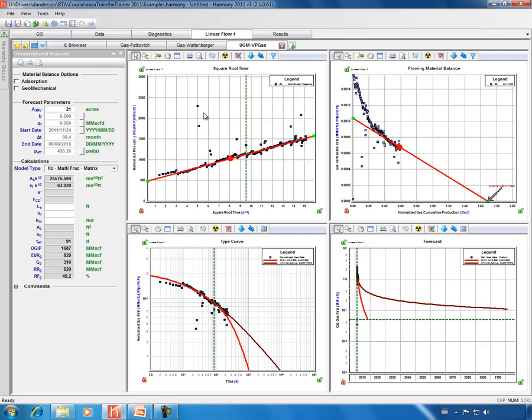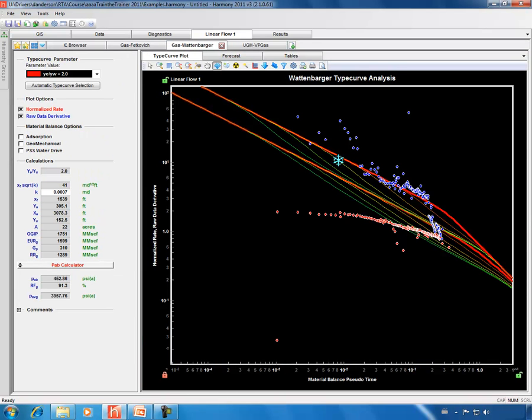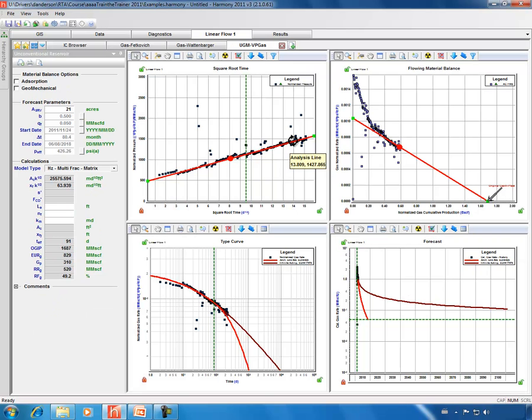our linear flow suspicion. In fact, I like to see a half slope on the derivative plot on our Wattenberger analysis, and a confirming straight line analysis on our square root of time plot. Then I'm pretty comfortable in saying, if I see both of those things, that I have linear flow. So I think what we're looking at here is pure transient linear flow. We do not see any departure from the straight line, which would suggest that we have not reached the end of transient flow yet. We're still in infinite acting linear flow.